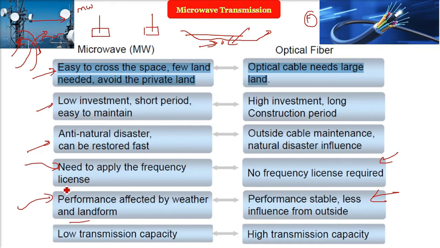And the microwave has a low transmission capacity. You know always that wireless will always give you low capacity. But fiber is 100 Gbps. The photodiode receptor is the only limitation. Otherwise, you will get 100 Gbps and more. So high transmission capacity of fiber is there.